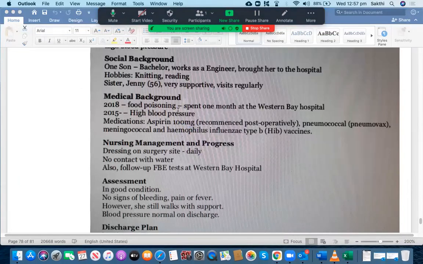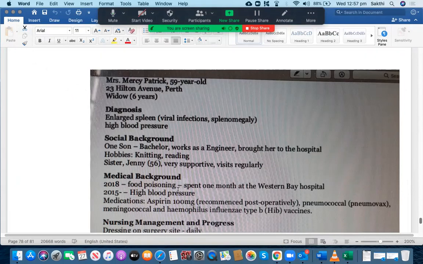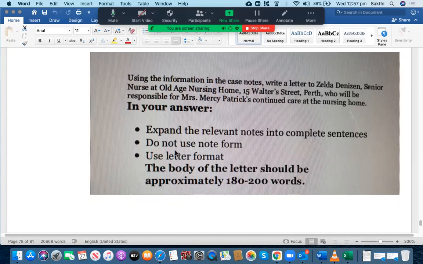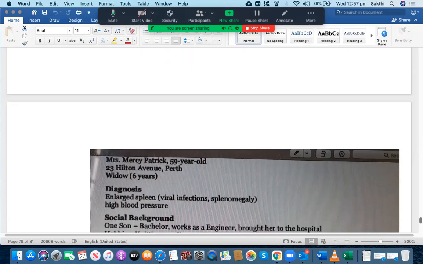Okay, so these are the patient's details. Mrs. Mercy Patrick, 59-year-old, 23 Hilton Avenue. Look at this. There's no comma between Hilton and Avenue. Widow, 6 years. So let's go through the writing section first. You need to write a letter to the senior nurse at Old Age Nursing Home, 15 Walter Street, Perth, who will be responsible for continued care at the nursing home. All right, I understand that. Okay, let's go through this.